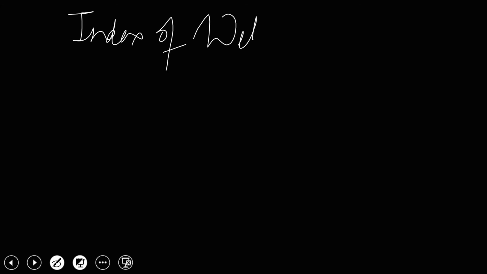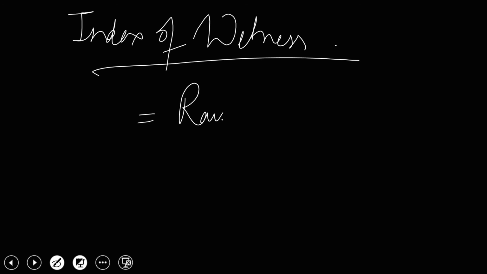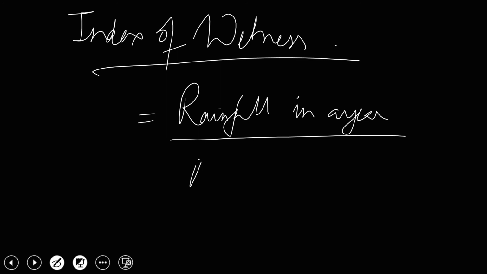Now let's discuss one parameter. It is known as index of wetness. Now, what is index of wetness? It is defined as rainfall in a particular year divided by average annual rainfall. And if we have to calculate it in terms of percentage, then we have to multiply it by 100.